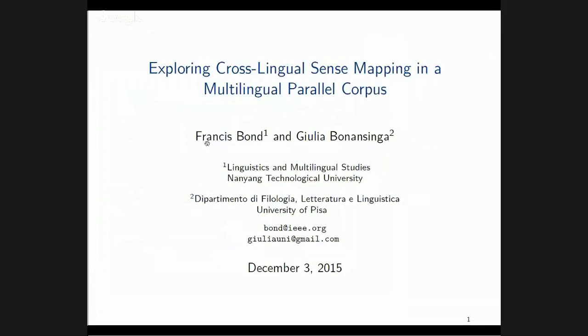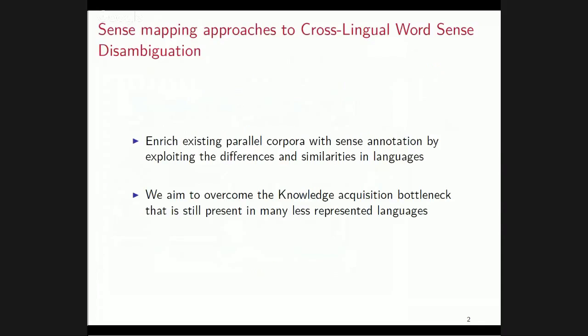Hi everyone, I'm a master student at the University of Pisa, and I work on this project with Professor Francis Bond from Nanyang Technological University. We explored two methods for cross-lingual word sense disambiguation, and specifically we looked at existing parallel corpora and tried to disambiguate them, to enrich them with sense annotation, because there is still a lack of resources in many languages, and everybody in the community could benefit from new sense annotated corpora.